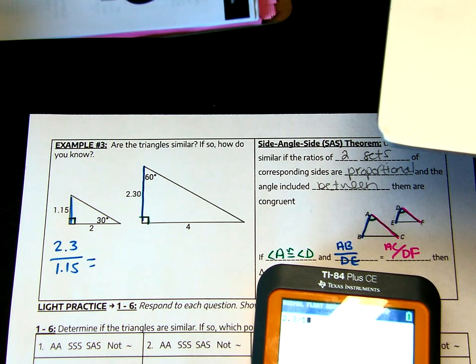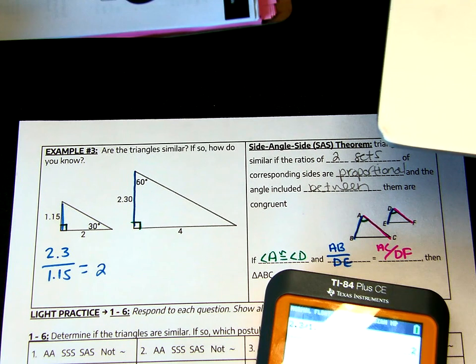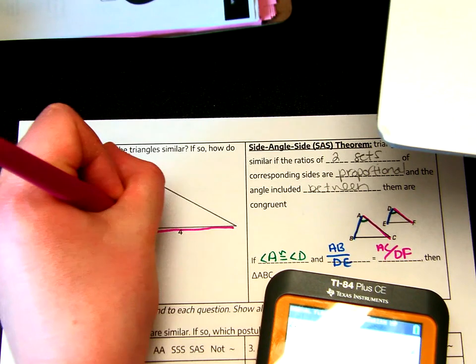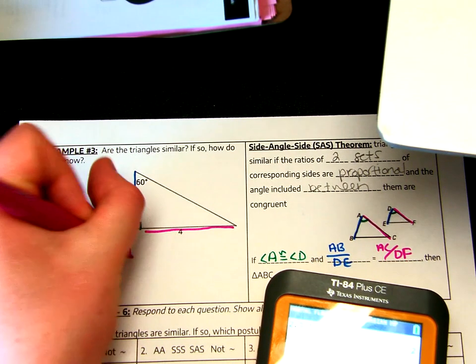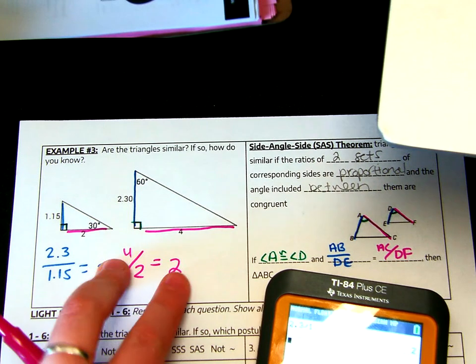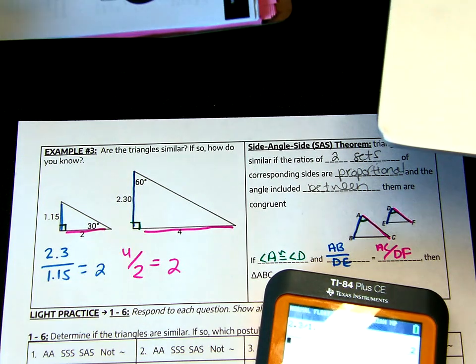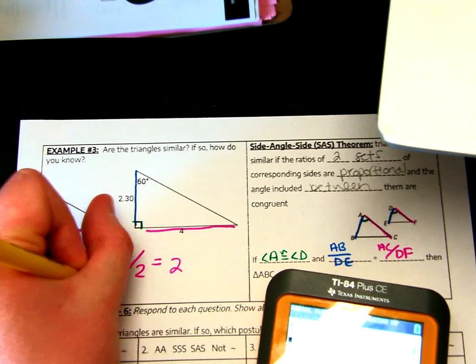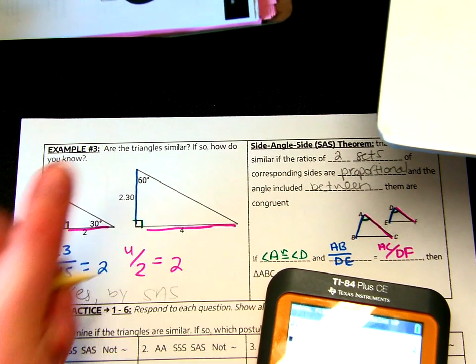2.3 divided by 1.15 is 2. Okay? And then let's divide another, 4 over 2 is 2. So the scale factor is the same, so those sides are proportional. So yes, are they similar? Yup, by the side angle side similarity.